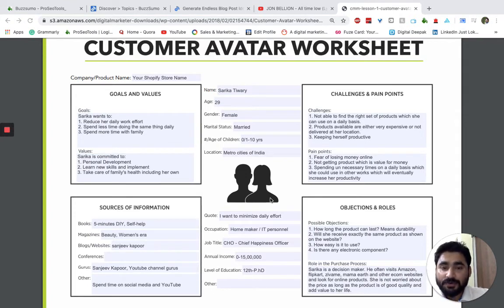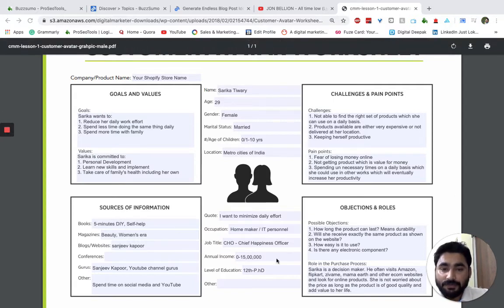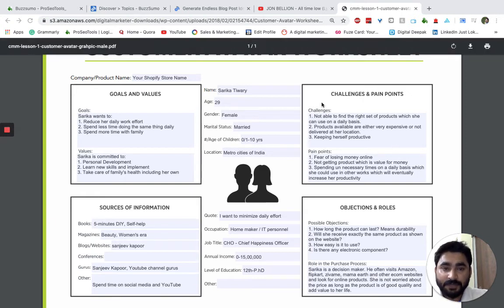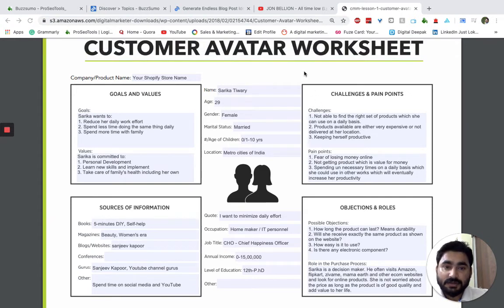These kinds of questions will give you an idea who your target audience is. So if I sum this up, I can assume that I need to show ads to those people on Facebook and Instagram who fall in this category. Now it has given me a clear picture of how my ideal customer audience, named Sarika Tiwari, looks like.